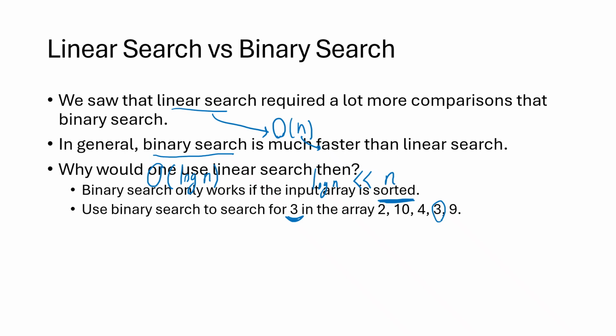And if it is sorted, then there is no reason to use linear search because binary search is going to be much faster. But if the sequence is not sorted, then you either need to apply linear search or you need to sort the sequence first and then apply binary search. But as we will see later on in this module, sorting a sequence can be time consuming itself.